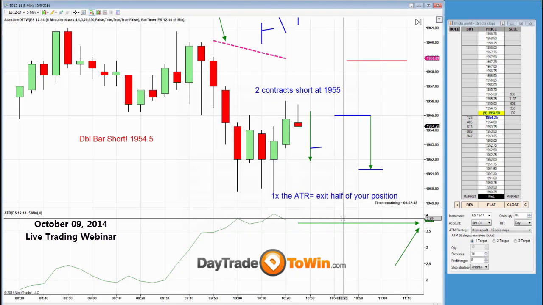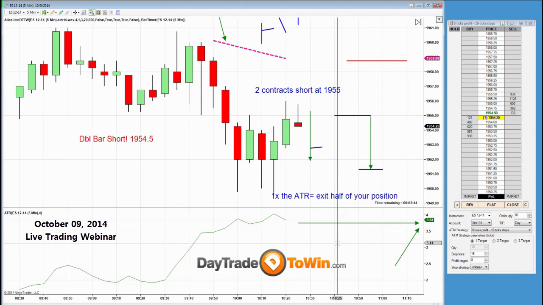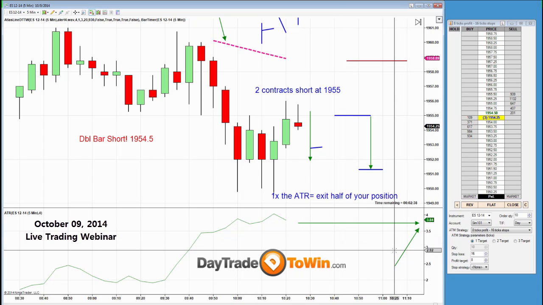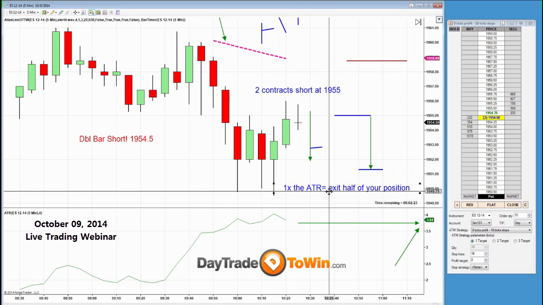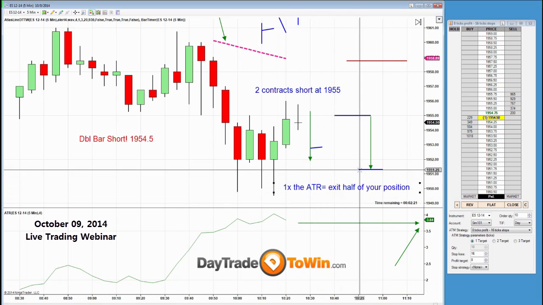What's left? Well, you have 1 contract left, or the remainder half, which tells me that if this market completely fails and just goes straight against me, I have nothing to lose. I officially can claim this as a $0 trade. So at 1 times the ATR, take half of your position off. The remainder, let's see it grow and go 2 times the ATR.